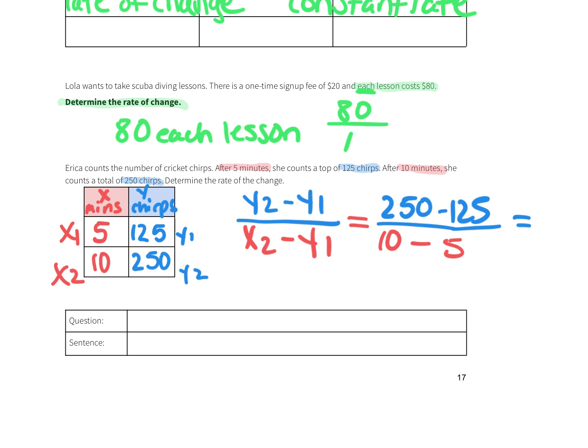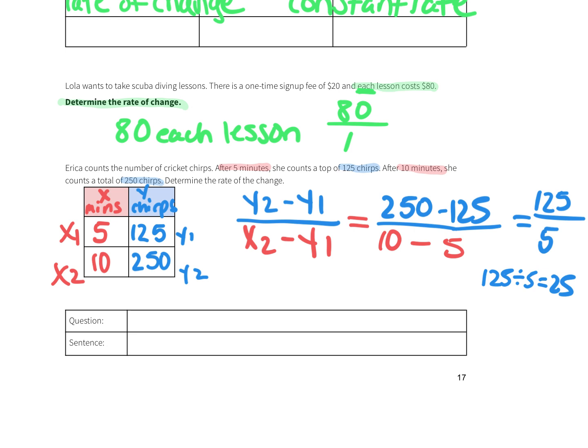And I get an answer of 125 over 5. Then I can simplify that just like I would a unit rate. We have 125 over 5. Well, 125 divided by 5 is equal to 25.